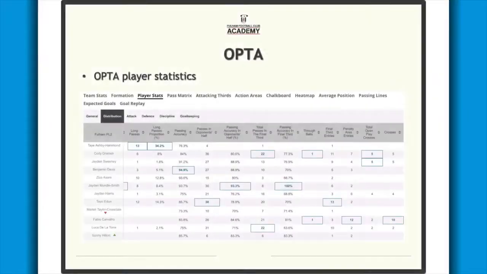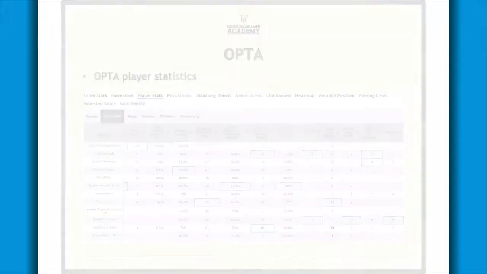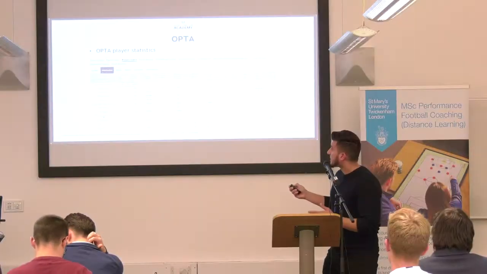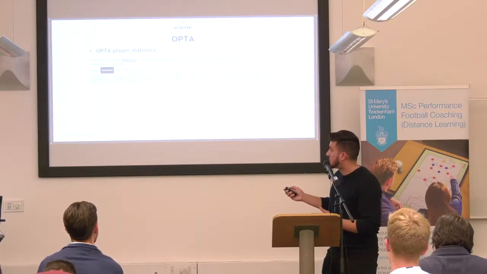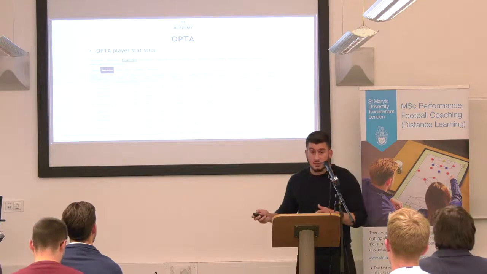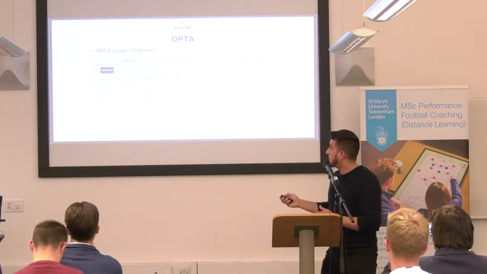So if you have a quick look, we've got the tabs up here. This is on the Opta Pro portal. You go from general, distribution to attack to defence, and it provides many metrics across the board for each player. So you can get the amount of long passes each player makes, the accuracy of it, and the different types of passes, right? And it is quite in-depth, and there's a lot of detail.